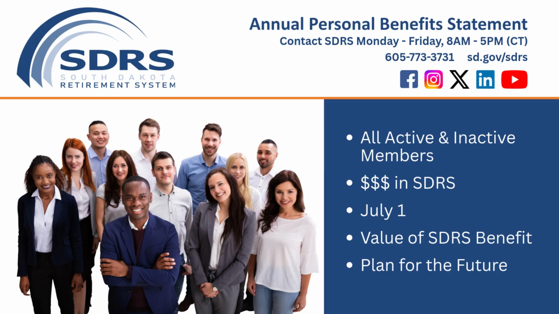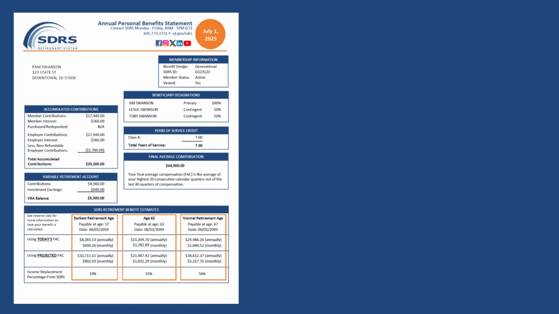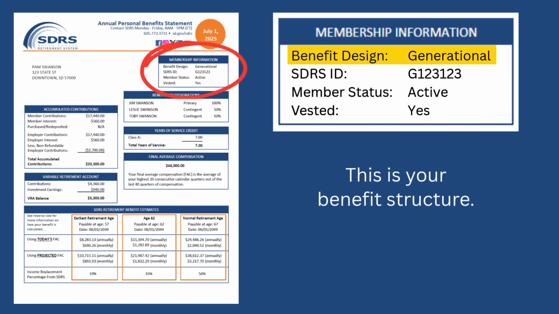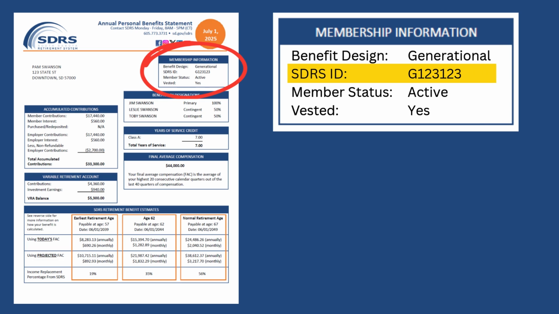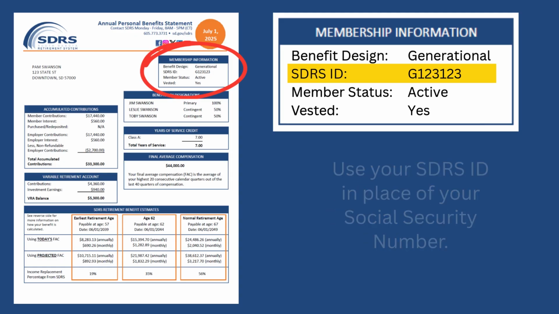We'll use Pam as an example. First, let's look at membership information. This section lists Pam's benefit design, generational. Her SDRS identification number is G123123. Of note, members can use their SDRS ID instead of their Social Security number when contacting SDRS. This is a good number to commit to memory.